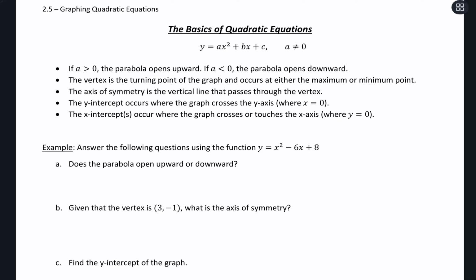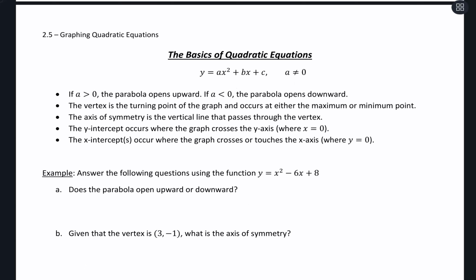Let's talk about the basics of graphing quadratic equations. Now there's a few different ways that these equations can show up, but let's start with this ax squared plus bx plus c. What a tells us is just whether or not the equation is opening upward or downward. So parabola is the description of the shape, and it will either look like this, opening upward, or like this, opening downward. And it'll come down to whether a is positive or negative.